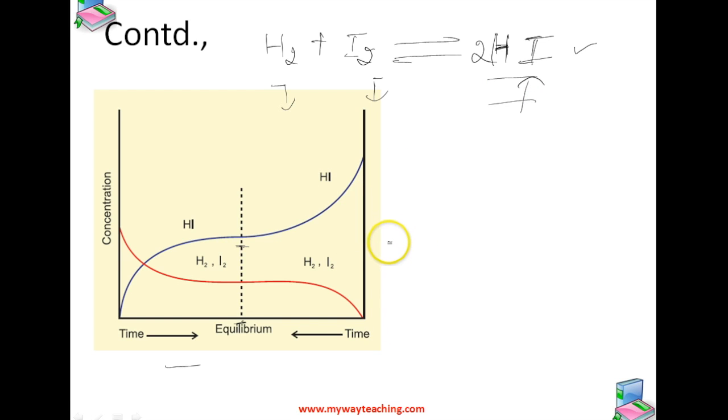Okay, so this is what happens. This is one example where H2 and I2 decrease and HI increases, meaning reactants decrease, which gives the products. When both decrease, the hydrogen iodide increases. So this is the example.